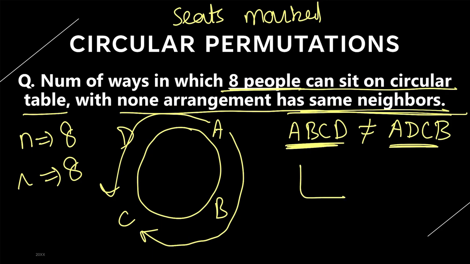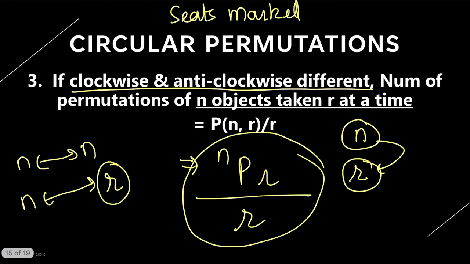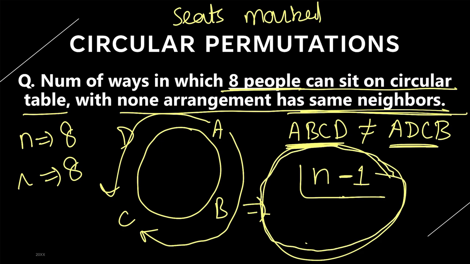So in our case, the formula was n factorial divided by r. You can go back and see. Let me check. Sorry, this is not the formula. The formula was, there was no r in this case. The formula was n minus 1 factorial. If it were said that ABCD is equal to ADCB, meaning seats are not marked, we would have said n minus 1 factorial divided by 2. But since they cannot have the same neighbor, n minus 1 factorial is the answer. So that is 7 factorial. I hope this is clear.